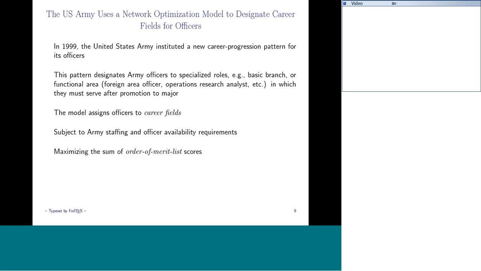Either they'd remain in their basic branch or they would elect to go into a functional area such as foreign area officer, or of course operations research analyst. There are also psychologists and people who are experts in language and so on and so forth. Upon their promotion to major, they were either going to elect to stay in their basic branch or assume one of these functional areas.